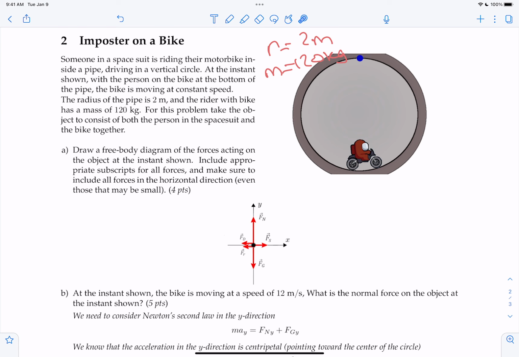But yeah, we have our radius is 2 meters, right? So from here, the bottom to the center is 2 meters. The mass of the rider with the bike, that whole system there, is 120 kilograms, right? Constant speed indicates uniform circular motion, right? We're going to have a centripetal acceleration.